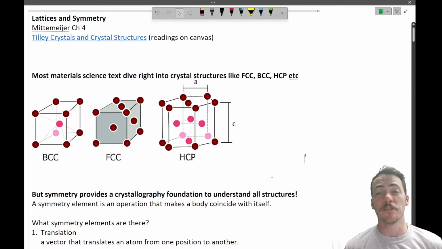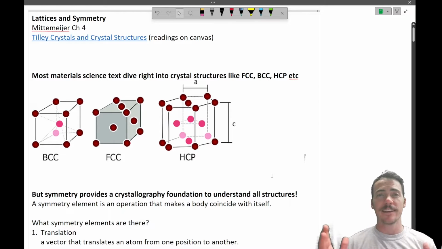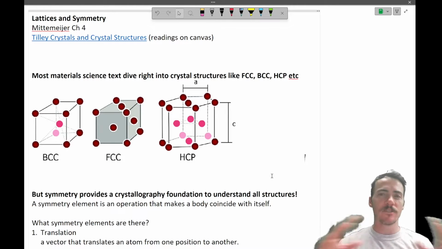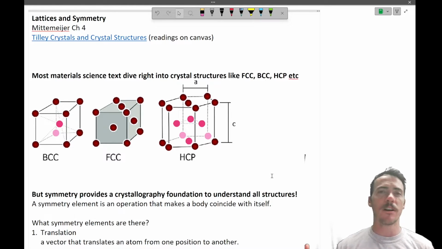Hey everybody, my name is Taylor Sparks, and today we're going to talk about lattices and symmetry in preparation to understand crystal structures. Most material science approaches dive right into the structures like BCC, FCC, HCP. But before we do that, in this series of lectures, I just want to provide a video or two where we talk about the underlying symmetry that will help you understand crystallography in general before we dive into these specific structures.